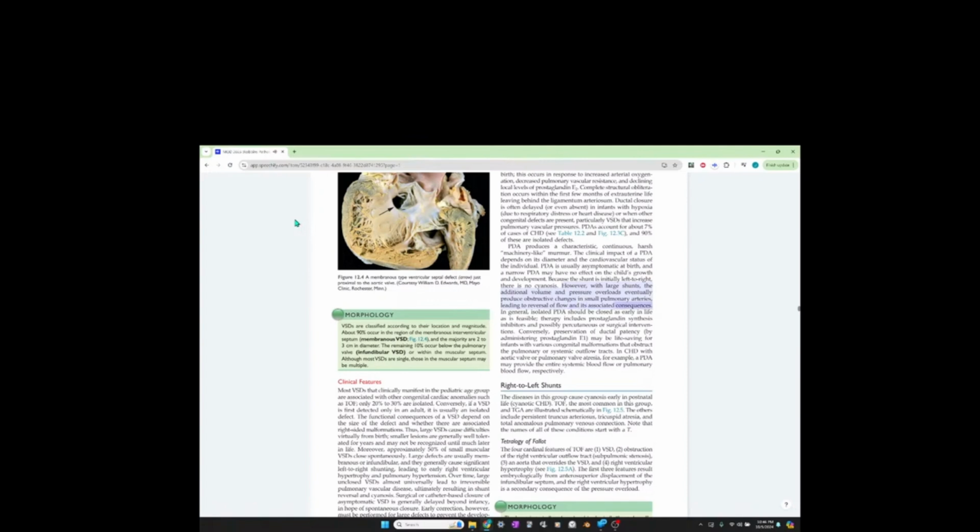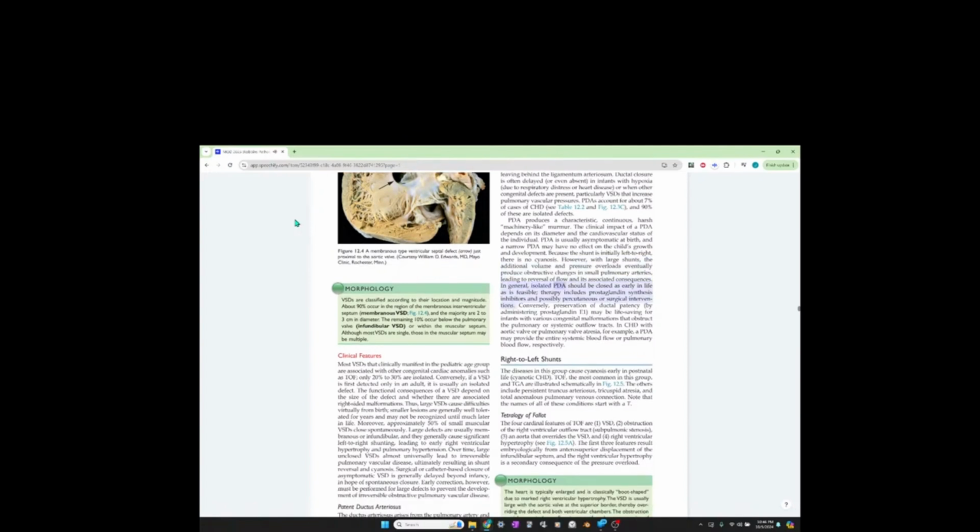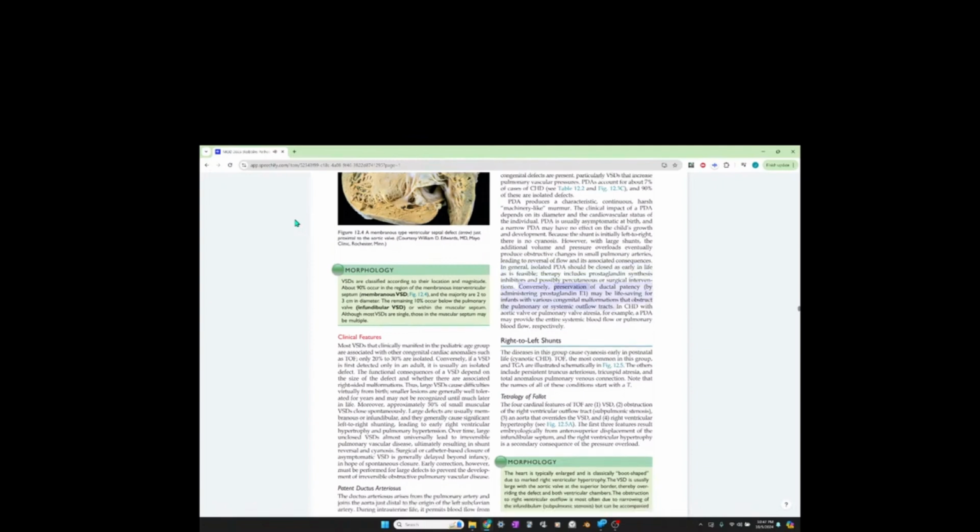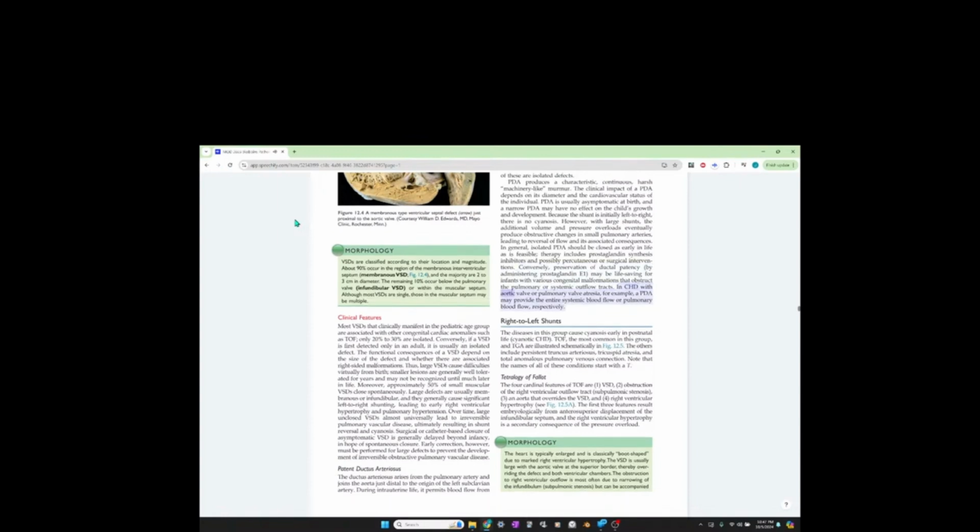In general, isolated PDA should be closed as early in life as is feasible. Therapy includes prostaglandin synthesis inhibitors and possibly percutaneous or surgical interventions. Conversely, preservation of ductal patency may be life-saving for infants with various congenital malformations that obstruct the pulmonary or systemic outflow tracts. In CHD with aortic valve or pulmonary valve atresia, for example, a PDA may provide the entire systemic blood flow or pulmonary blood flow, respectively.